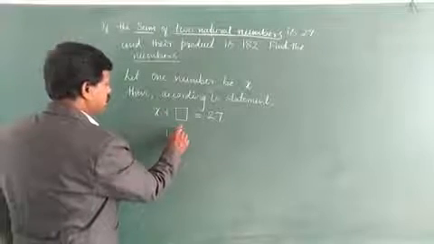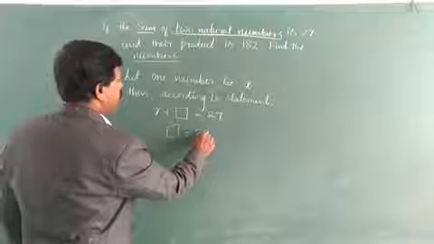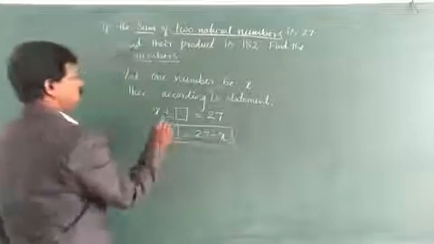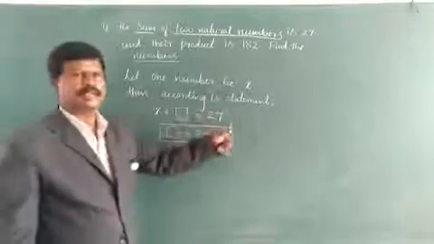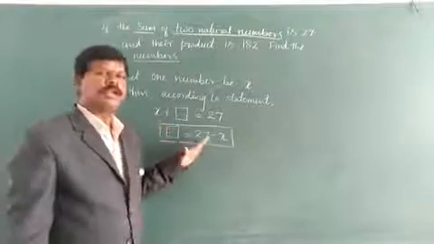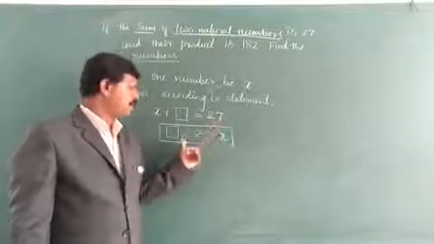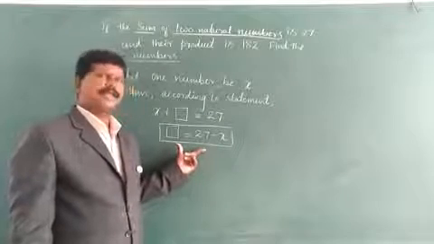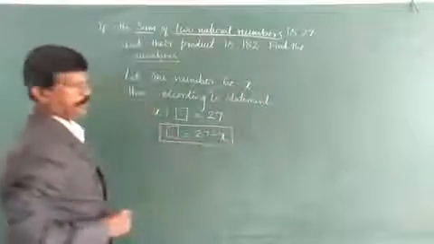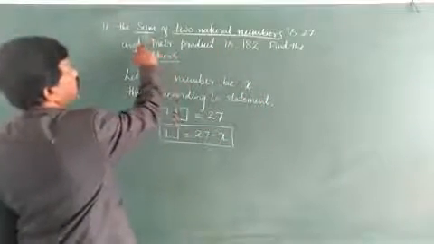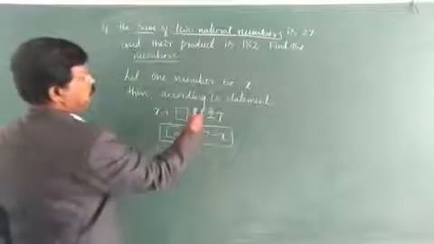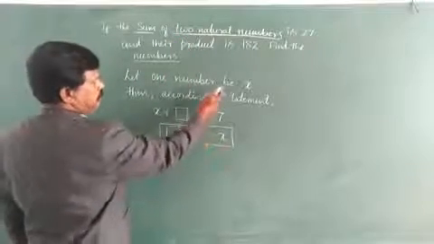Now we want this box: box equals 27 minus x. So this is the second natural number. You can take it directly, but since this is the first problem, that's why I am showing you how to take the second natural number. Clear? Now we got the first number and the second number. The sum of two natural numbers is 27, so we use this one and find out the numbers.